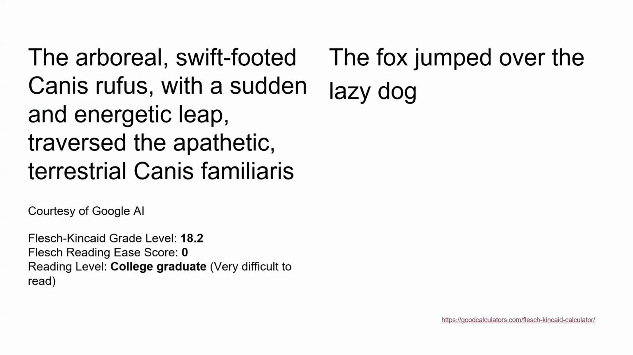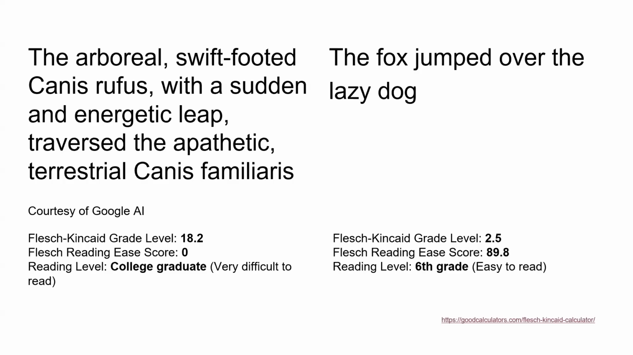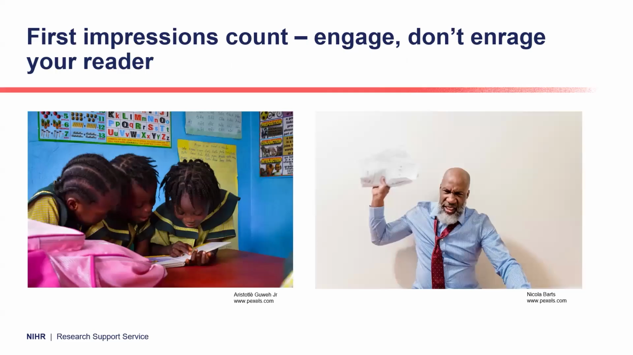If we turn it into the rather familiar thing that we all know, the fox jumped over the lazy dog, we have a Flesch-Kincaid grade level of 2.5, a reading ease score of almost 90, and a reading level of 6th grade. And obviously what we're doing is trying to aim for the simplest and most straightforward way of explaining things. First impressions count, as I think we've stressed enough already. So engage, don't enrage your reader.